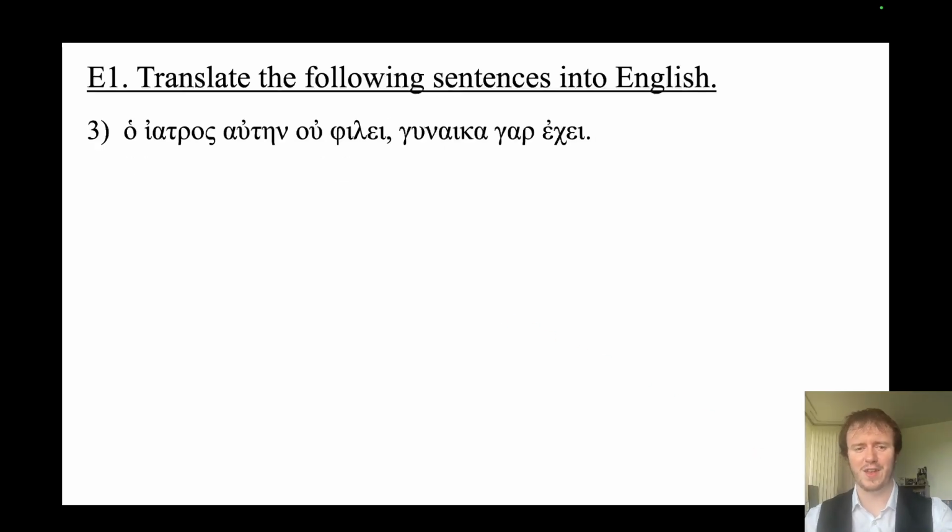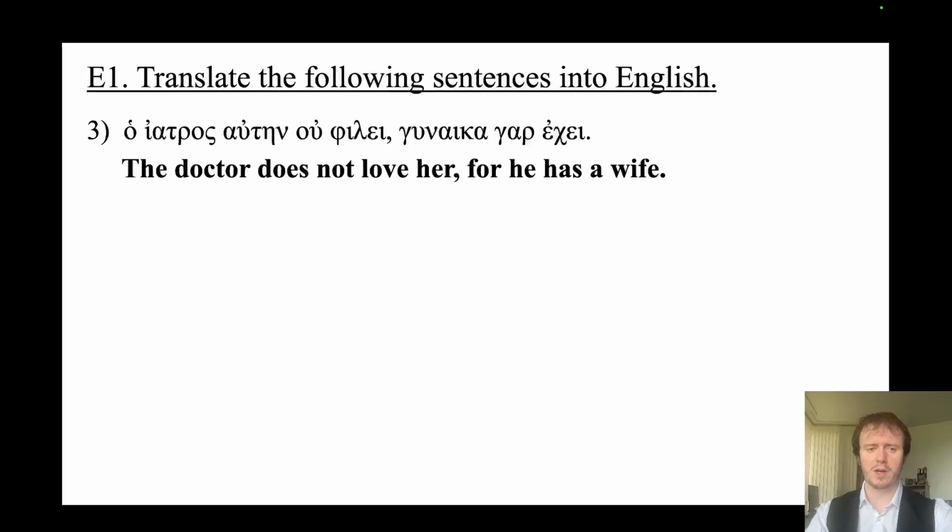Next we have the sentence ho iatros ἑαυτον ou phile, gunaika gar echei. Here you should have put, the doctor does not love her, for he has a wife. Or the doctor does not like her, for he has a wife, but it's probably does not love her in this context, for he has a wife.